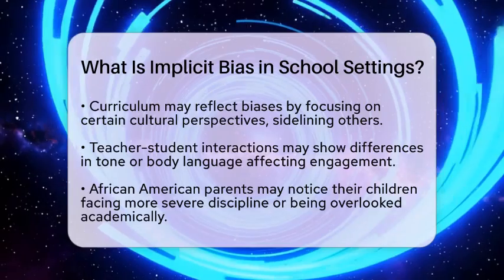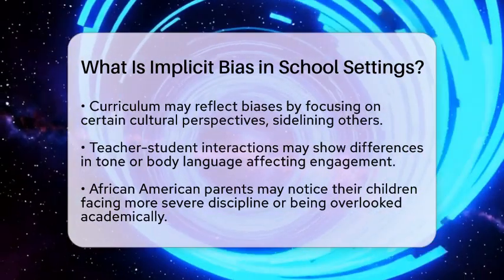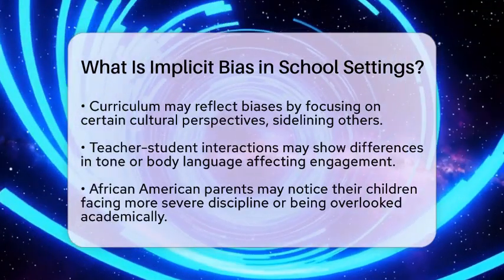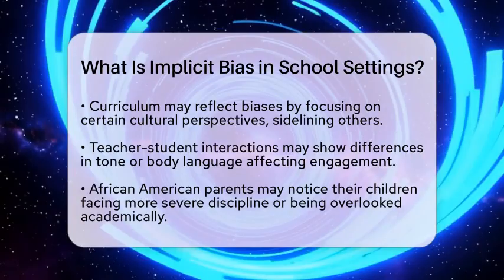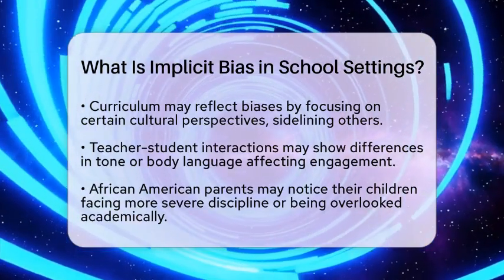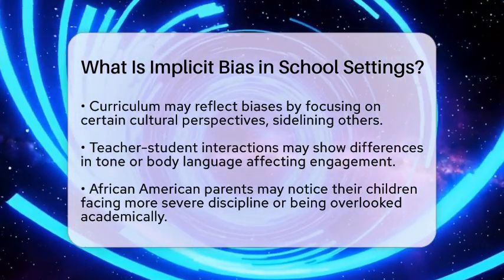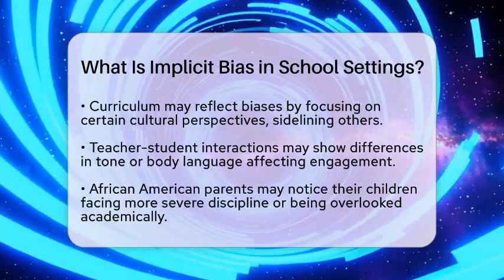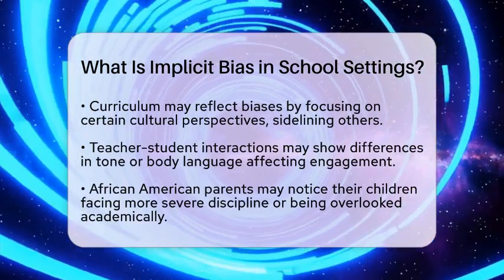From the viewpoint of parenting in African American families, implicit bias is a major concern. Parents may notice that their children are disciplined more severely or overlooked for advanced learning opportunities, even when they are capable. Understanding implicit bias can help parents advocate for their children and ensure they receive fair treatment in school.